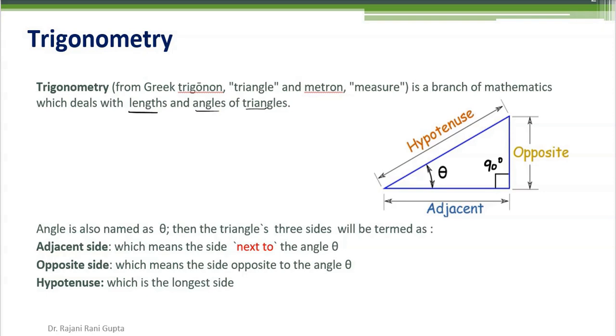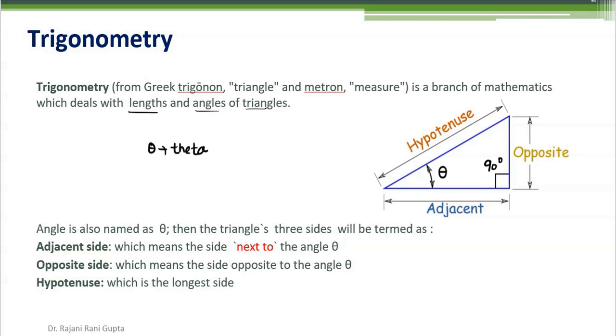Here we will see how to find the measurement, or how we relate this angle with the sides of a triangle. Let us name this angle as theta. That is how we pronounce it: theta.